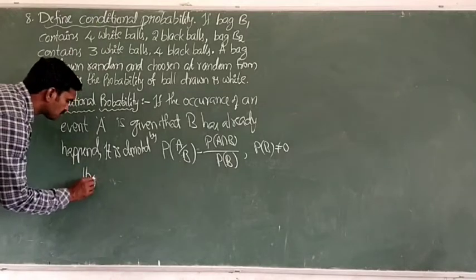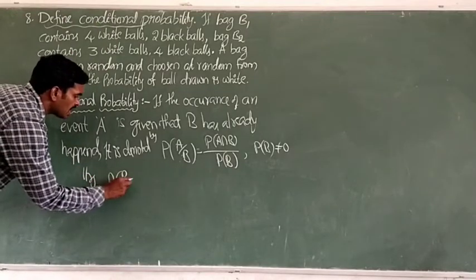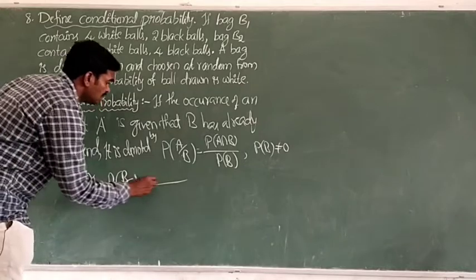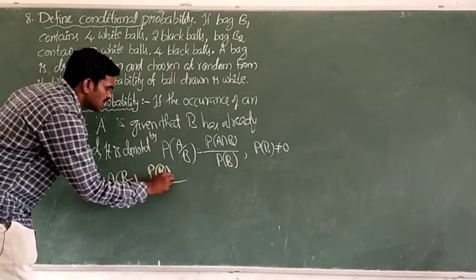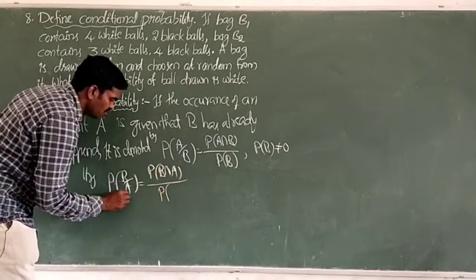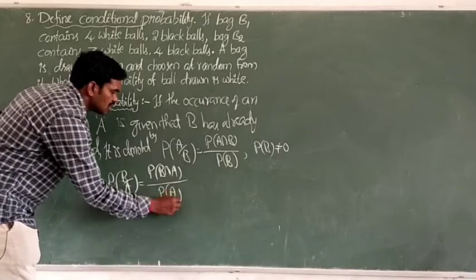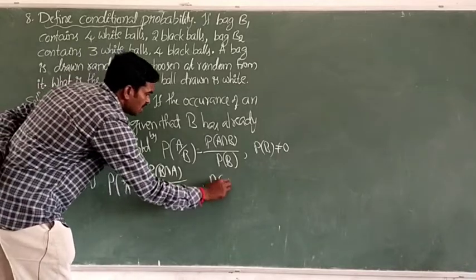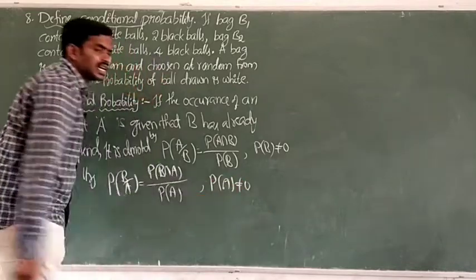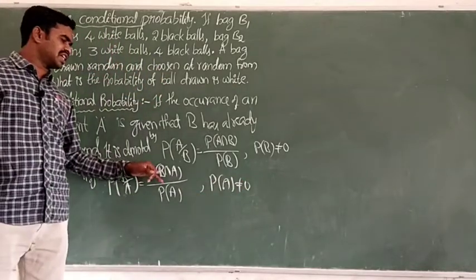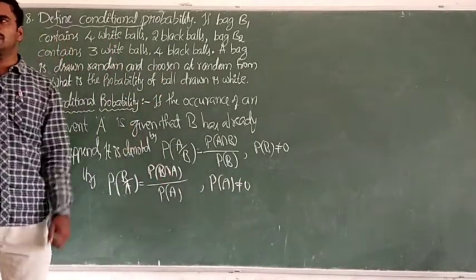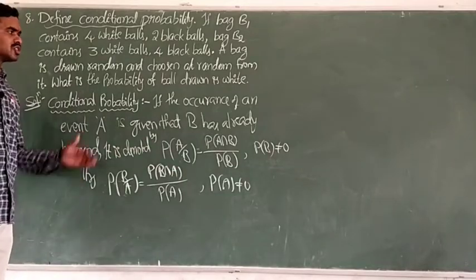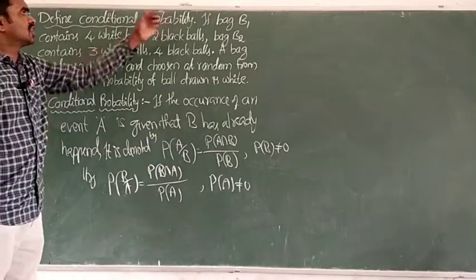Similarly, P of B by A also we can write. How can we write? Tell me. Same: P of B intersection A by P of A, which is in the denominator. So P of A is not equal to 0, or we can write greater than 0. Of course, P of A intersection B also we can write, no problem. Both represent the same meaning. So this is conditional probability. Next, to take the question.